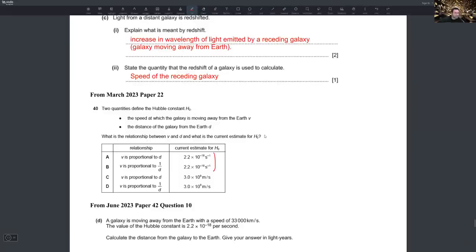And then what's the relationship between V and D? One second, I'll write it down. H0 is equal to V over D. This means that if I make V the subject, V is proportional to H0 times D. So V and D are what? Directly proportional. The more the speed increases, the distance increases, which logically makes sense. Right. So A is the correct answer.